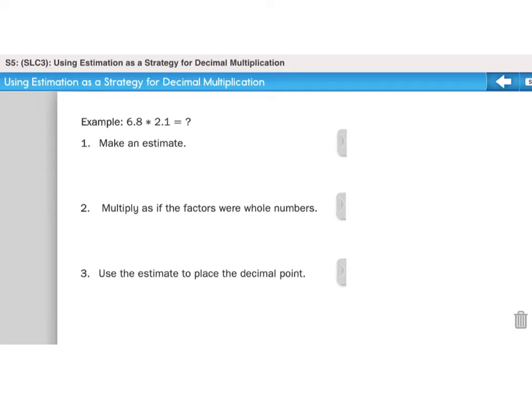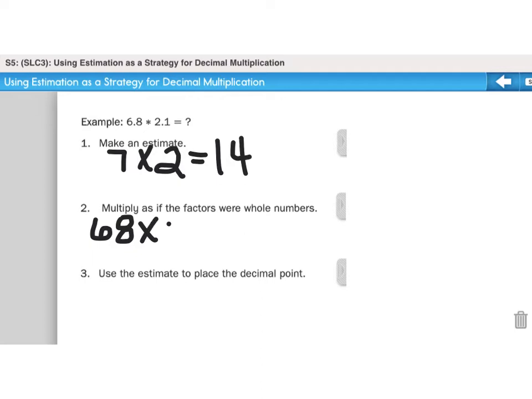For example, we have 6.8 times 2.1. So the first thing that we want to do is make an estimate. To do that, we could round our 6.8 up to 7 and round our 2.1 to 2. So our estimate is going to be 14. Next, we're going to multiply these factors as if they were whole numbers. So we would multiply 68 times 21. Notice I don't have the decimals in place.